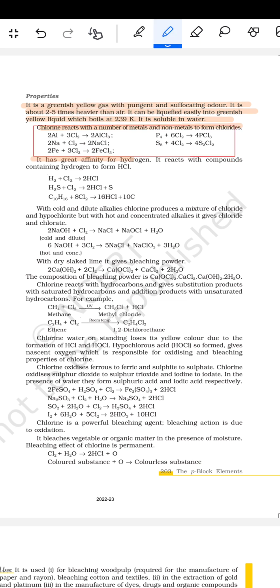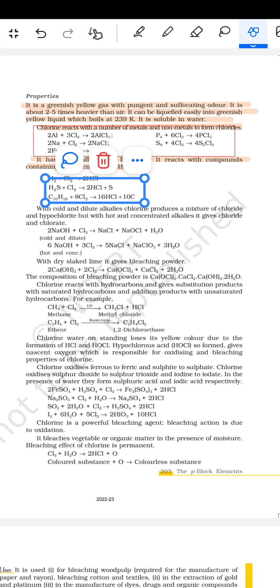It has great affinity for hydrogen. It reacts with compounds containing hydrogen to form HCl, for example H2 plus Cl2 gives HCl, H2S plus Cl2 gives HCl plus S, and C10H16 plus Cl2 gives HCl plus C, this is formed.